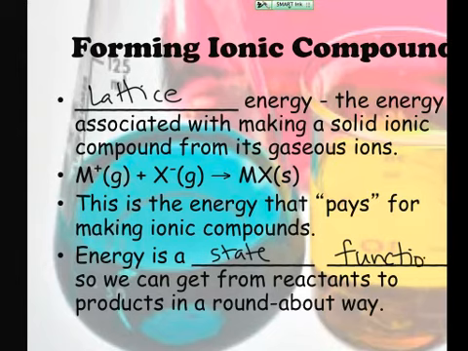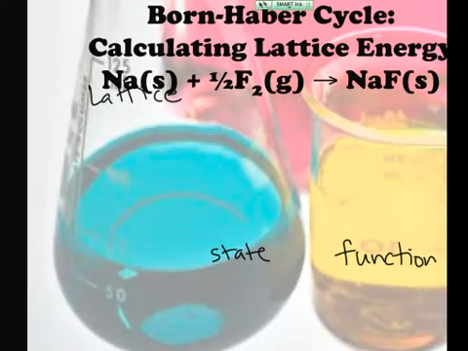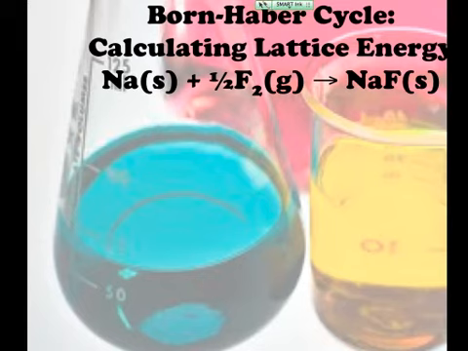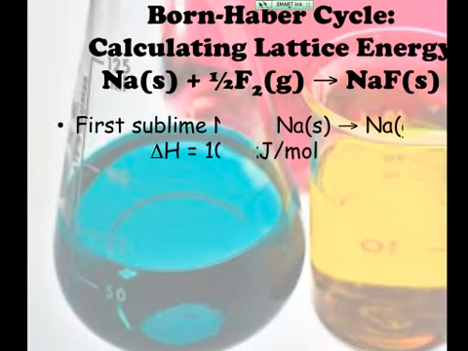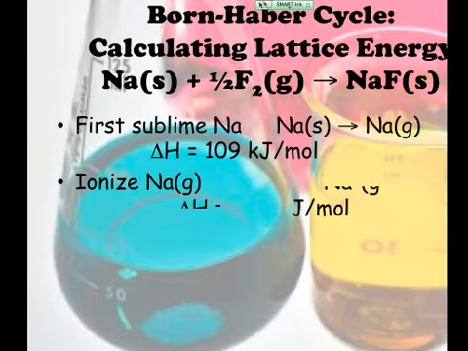Energy is a state function. So we can get to the overall energy change in a roundabout way, and it does take some work. It's called the Born-Haber cycle for calculating lattice energy. So the first thing we have to do is sublime the sodium solid into sodium gas, and that's going to cost some energy. The next step is to turn the gas atoms into ions. This is called the first ionization energy for sodium, right?